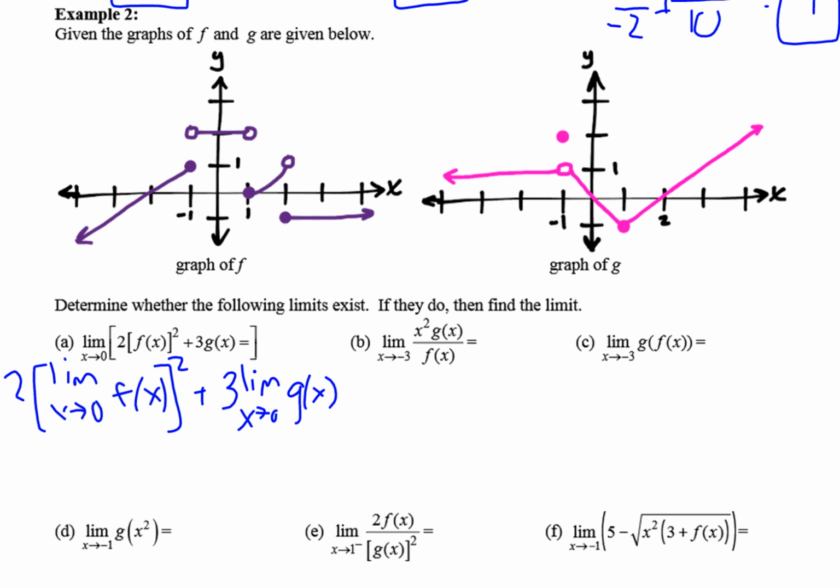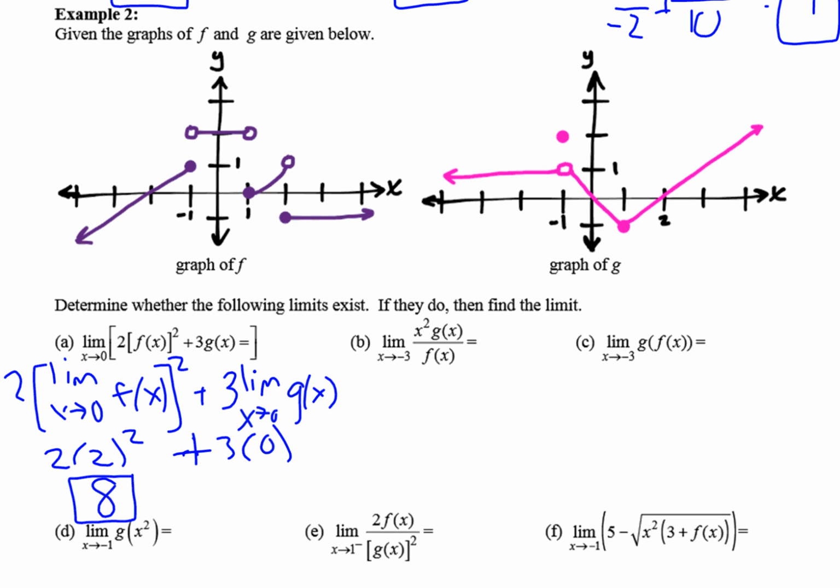Okay, look at the graph of f. As x approaches 0 from the left and the right, we are approaching 2. So 2 times 2 squared. So we get 8 for this part. Plus 3 times, look at either side of 0, the y values are approaching 0. So 3 times 0 is 0. So then our answer is 8.